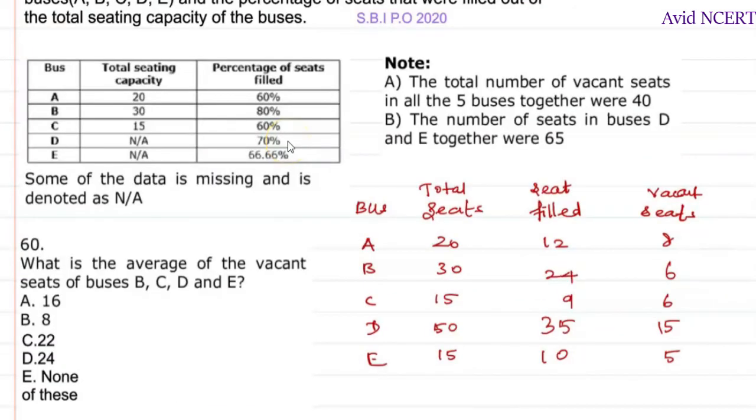Solving the 60th problem from the SBI PO 2020 question paper. What is the average of the vacant seats of buses B, C, D and E? Again, this can be done by different methods. First method is the average of vacant seats of buses B, C, D and E. We have already found the data for the total seats filled and vacant seats. So here they are asking for B, C, D and E, which is 6 plus 6 plus 15 plus 5.